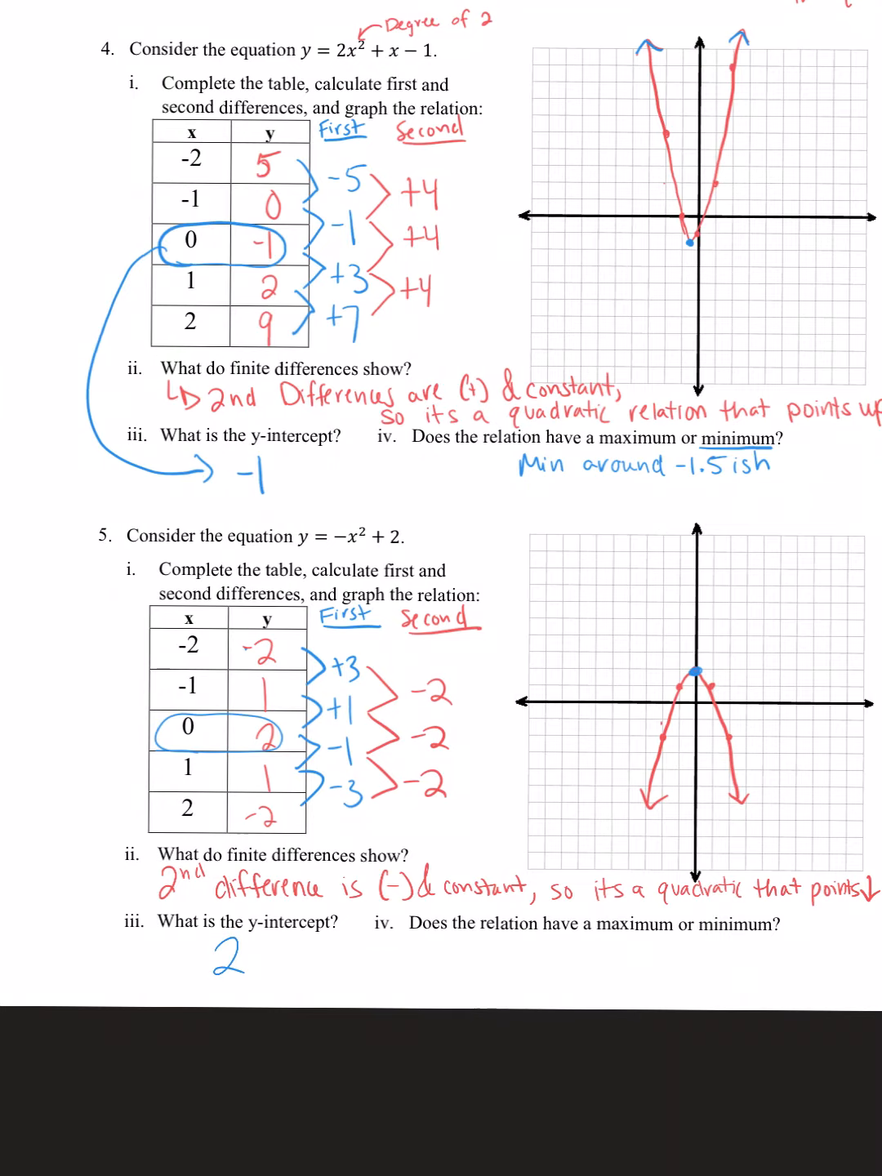Okay, and then finally, does the relation have a maximum or a minimum? In this case, we have a maximum point. We don't have a minimum because it goes on forever and ever, right? So it continues getting lower and lower. We can't identify one minimum. So it has a maximum, and that maximum happens to be the same as our y-intercept. So it has a maximum at (0, 2), okay? And in this case, it's the same point as our y-intercept. So we'll continue exploring quadratics, but that is it for your note for today.